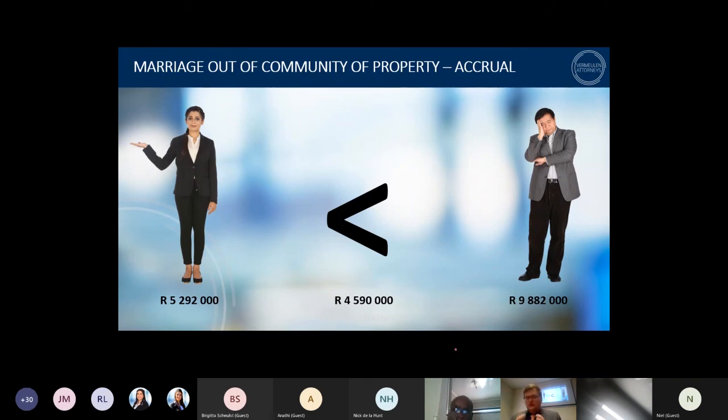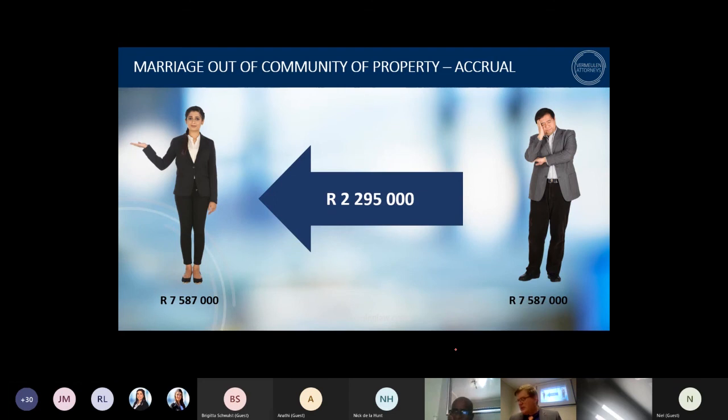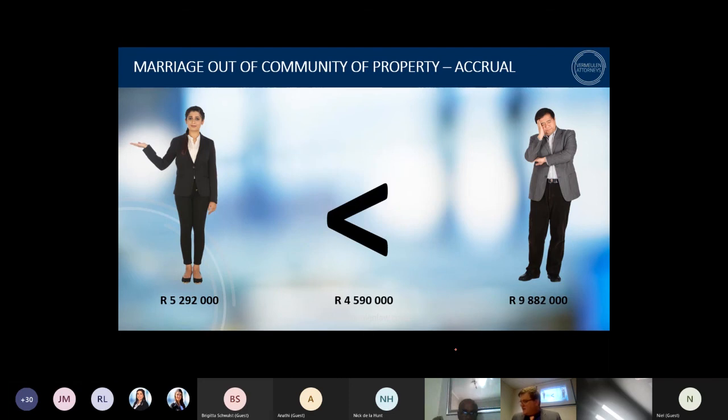So she has a claim in money against him. And that claim in money will be 2,295,000 Rand. Why do I say that? It's half of this amount. That's what the law says. So an amount equal to half the difference between their accruals. Now, saying that is a mouthful, and conceptually that is difficult to understand. But see what happens, then it will make sense.